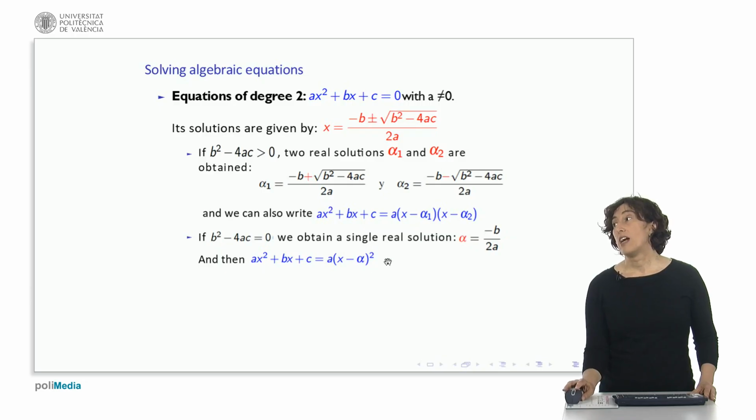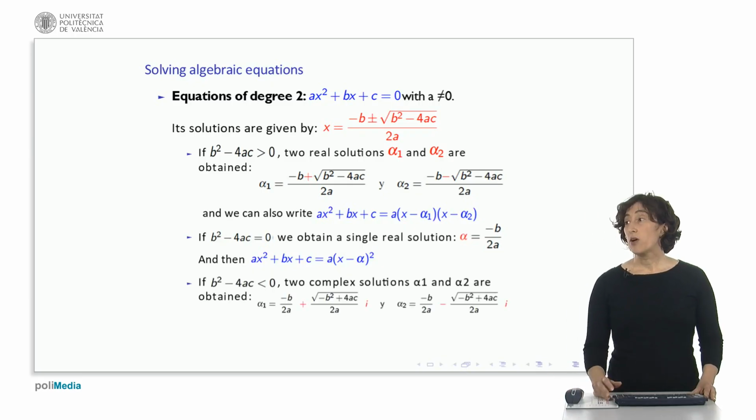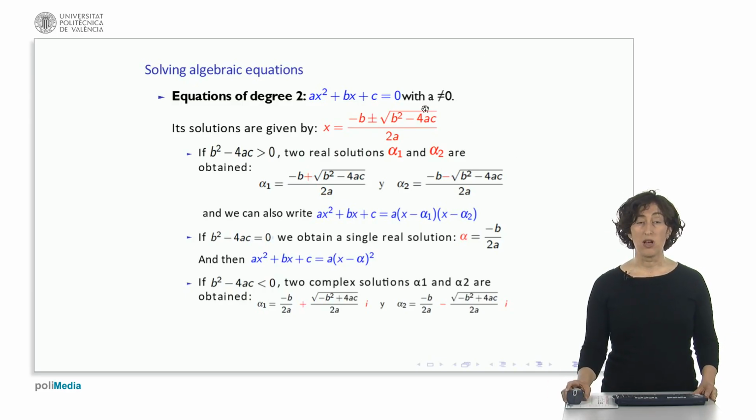We would say that it is a root of multiplicity two, since it would appear twice as a solution. And if b squared minus 4ac is negative, then the root of a negative number only exists if we work in the complex number field. Therefore, it would be a complex number.